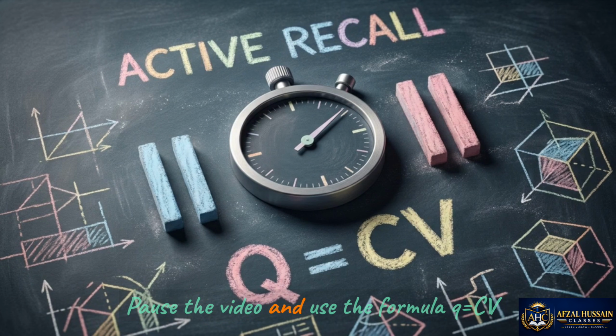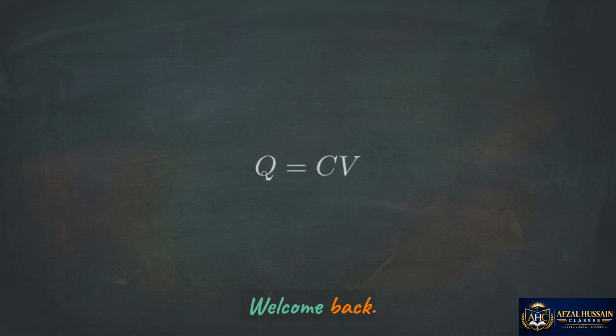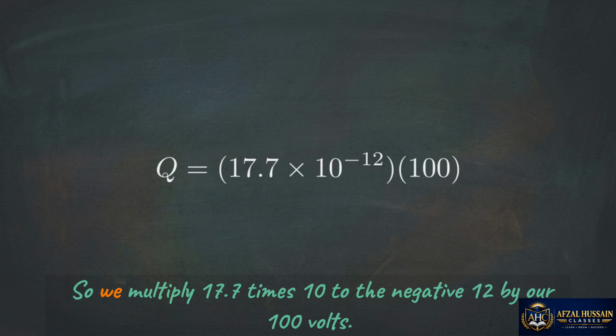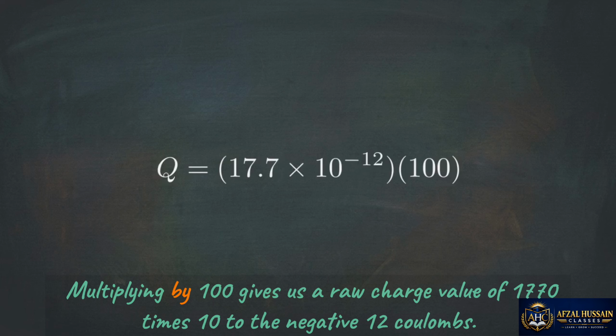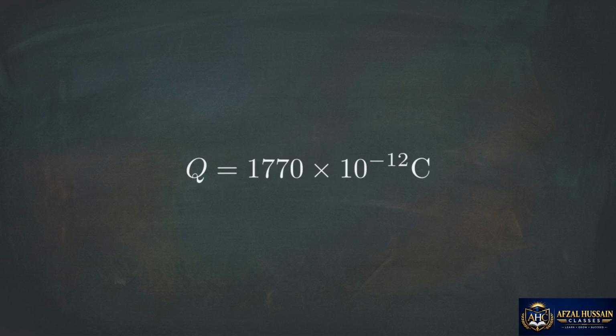Pause the video and use the formula Q equals CV to find the total charge on each plate. Use the capacitance we just found and our original voltage. Welcome back. To calculate the charge, we revert our capacitance back into base scientific notation. So we multiply 17.7 times 10 to the negative 12 by our 100 volts. Multiplying by 100 gives us a raw charge value of 1770 times 10 to the negative 12 coulombs.